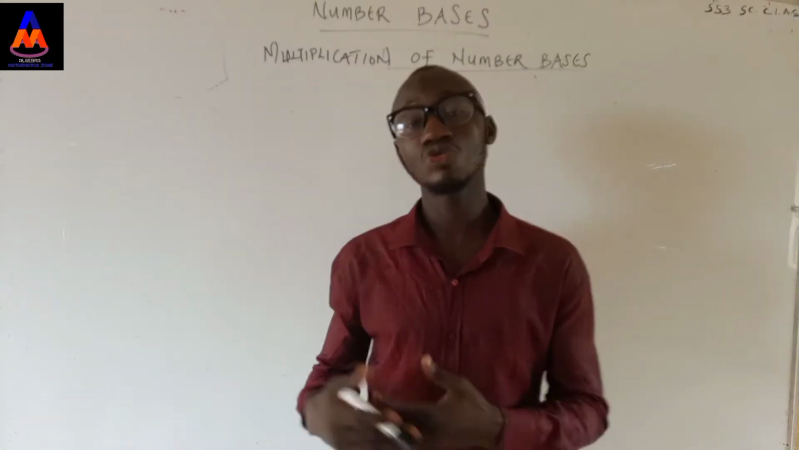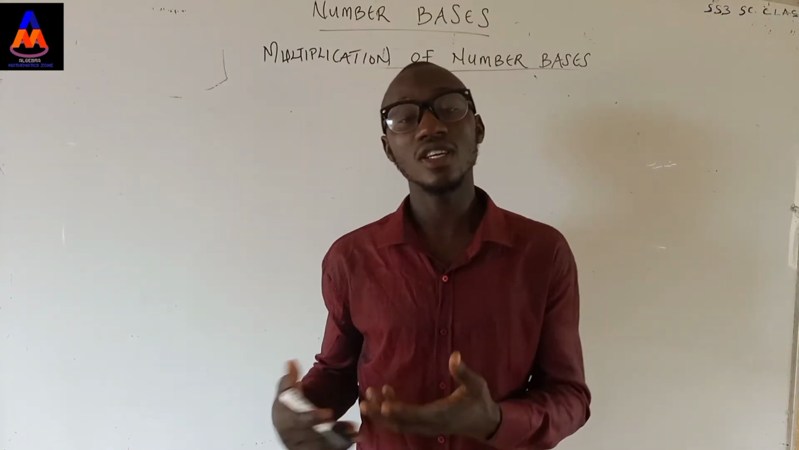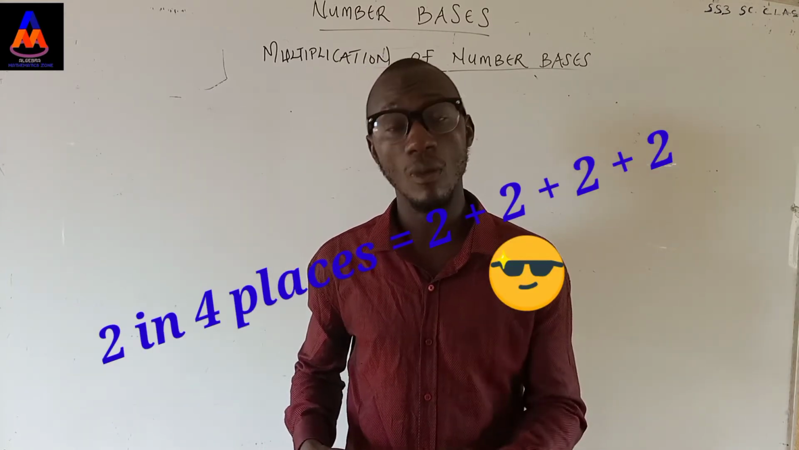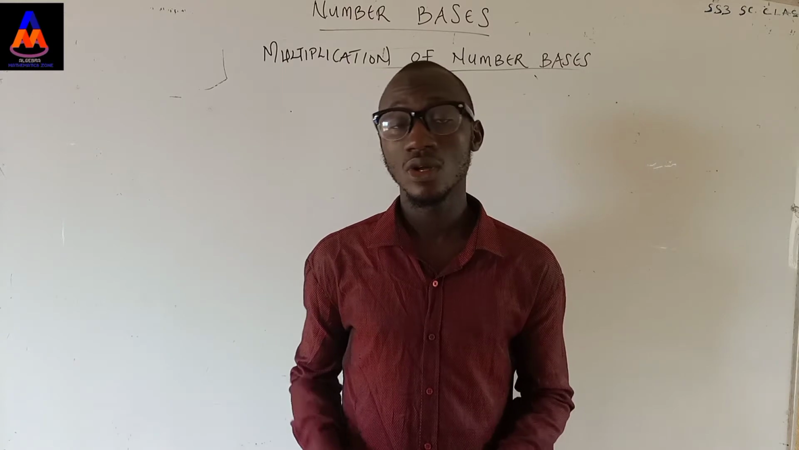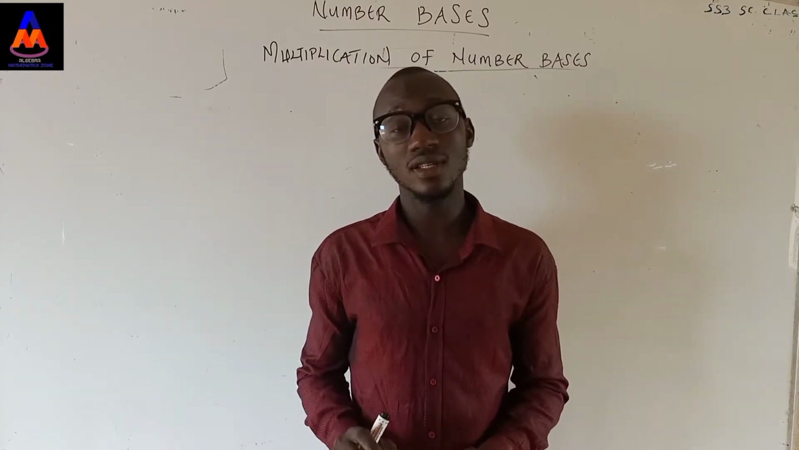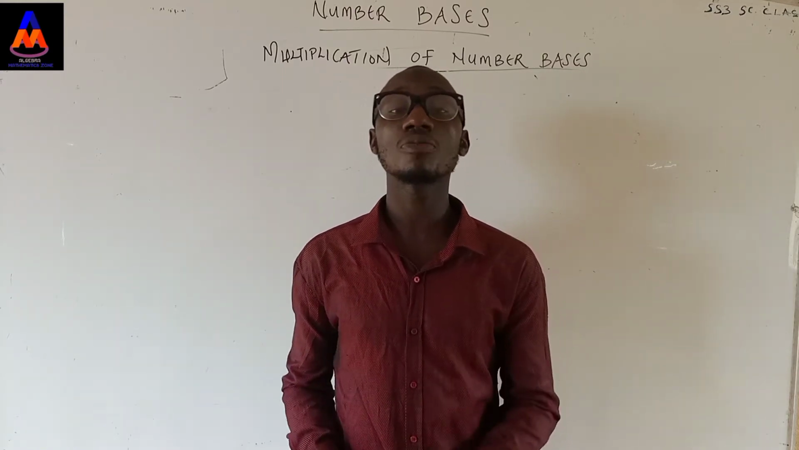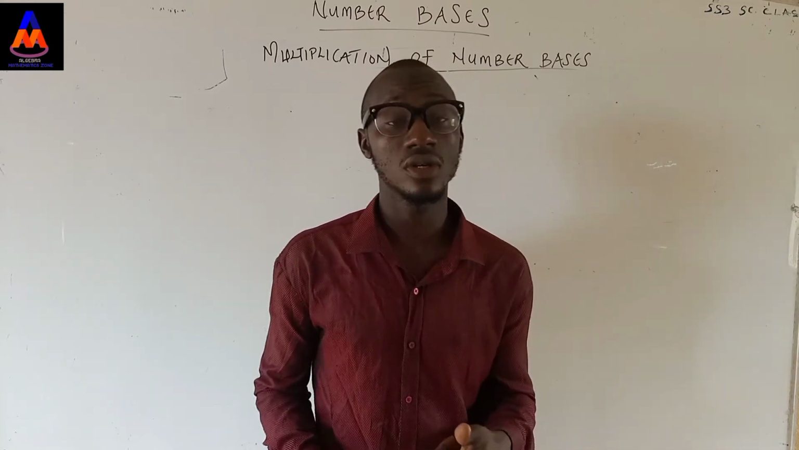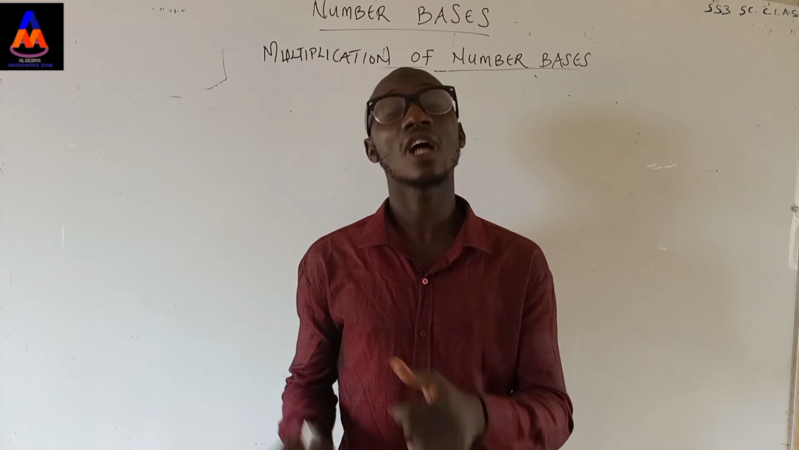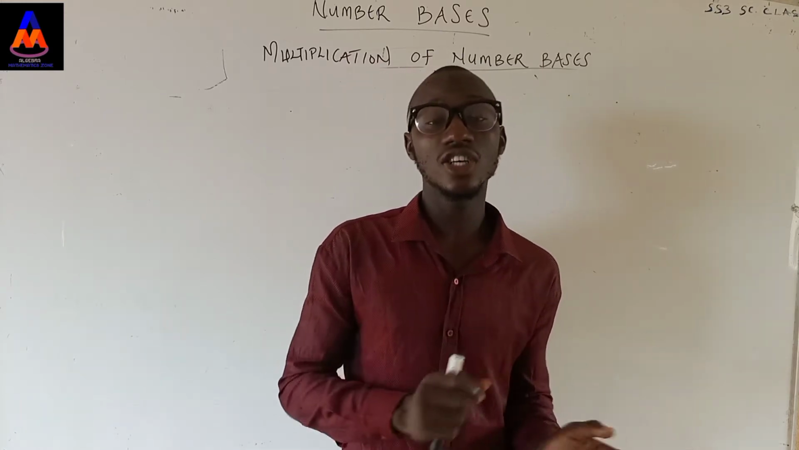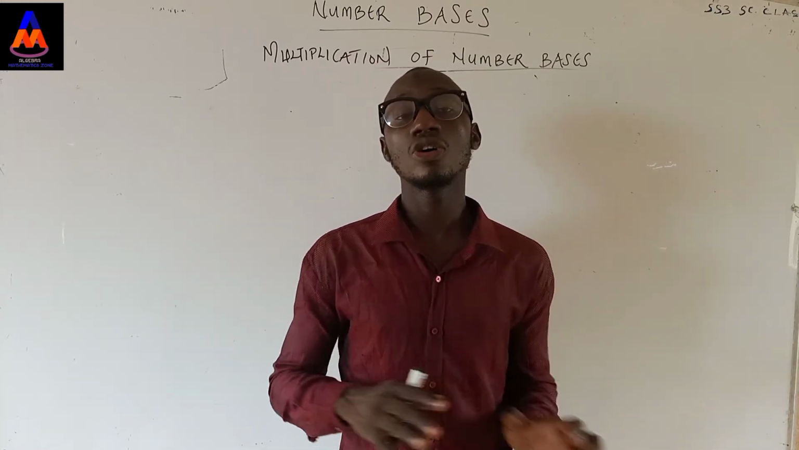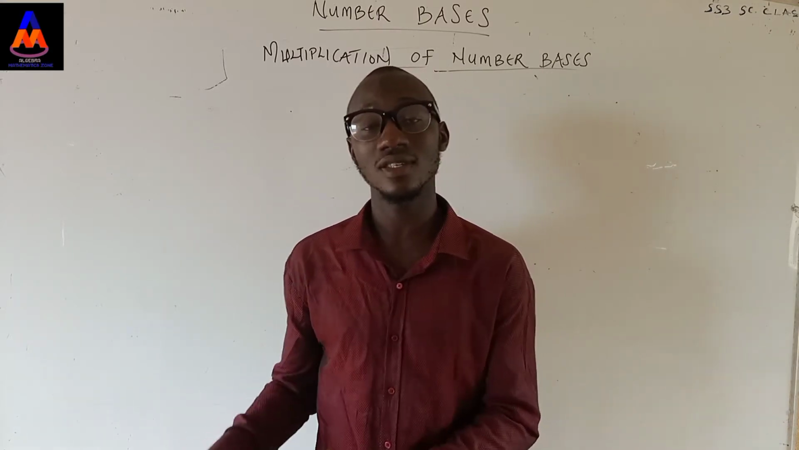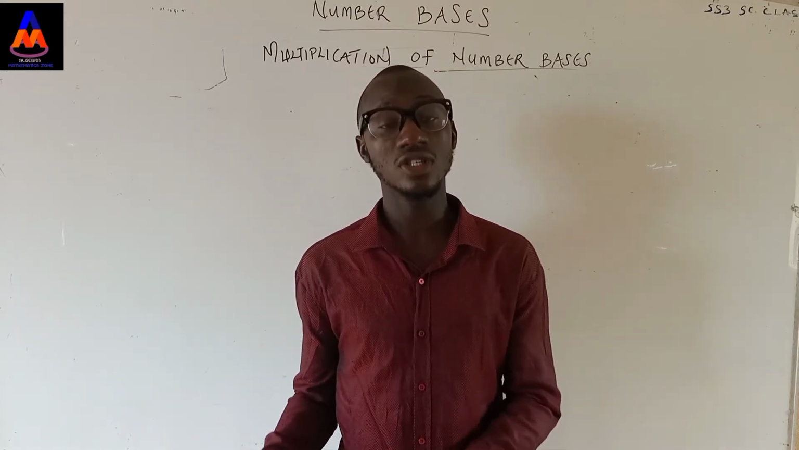When you talk about 2 times 3, for instance, it is 2 in 3 places. That is 2 plus 2 plus 2. So what I'm saying in essence is that the operation of multiplication will also be well understood if you refer back to the operation of addition. I'm not talking of subtraction, because subtraction also has linkage with addition. So this lecture should not be listened to in a vacuum.